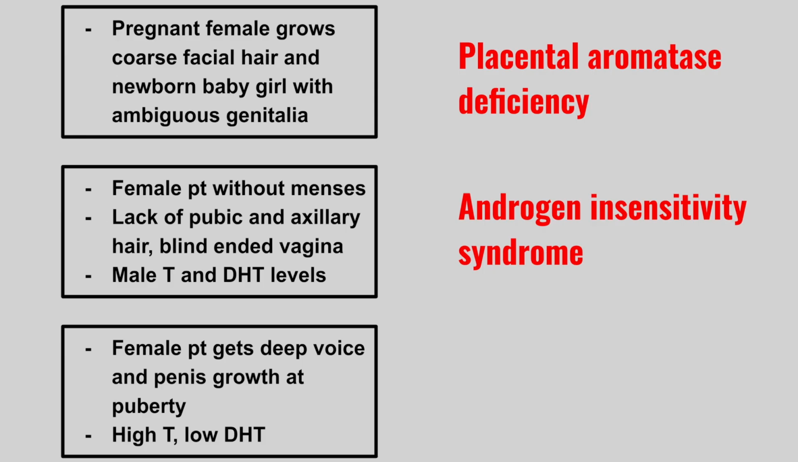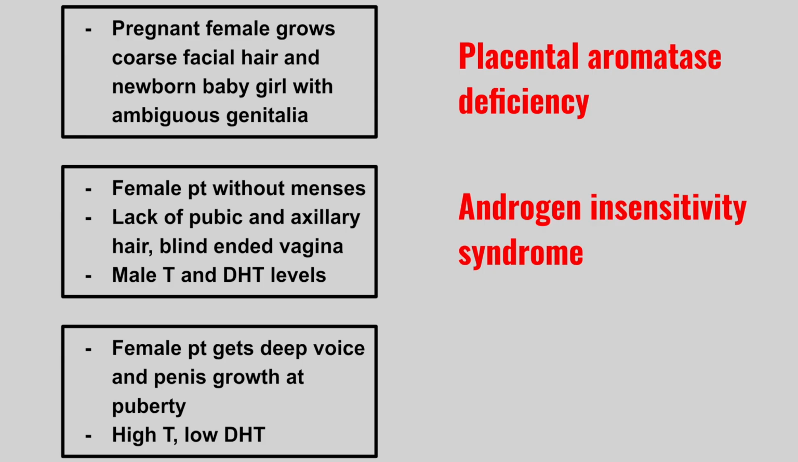Remember here, they actually have 46 chromosomes with XY, but because the body is insensitive to the androgens, they appear female. So they're going to come in at the time of puberty and they're going to be like, what's going on? Why haven't I reached puberty? And then further workup is going to show these symptoms and the XY chromosome.